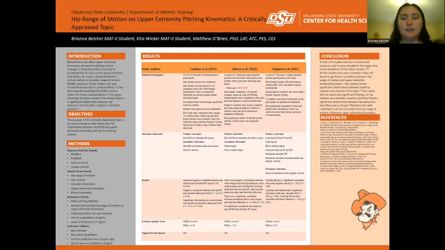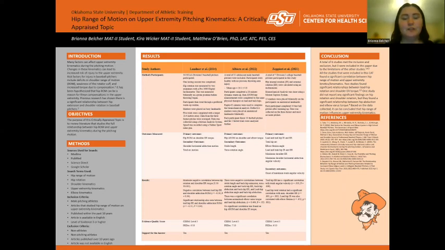So 2 of the 3 studies I included looked at Division I college baseball pitching athletes, and the other one looked at high school baseball athletes. And all 3 of these studies did find a significant relationship between hip range of motion and upper extremity kinematics, but only 2 actually supported my focus clinical question, which was, do deficits in hip range of motion lead to compensations in the upper extremity, which leads to increased injury risk?